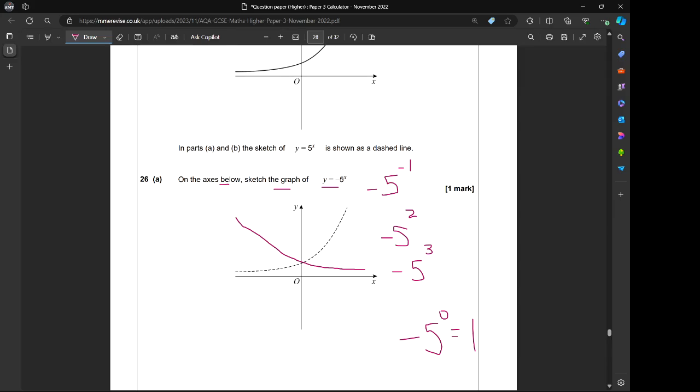Sorry, it is actually a reflection in the x-axis. So it should be like that. That is minus 5 to the x, so it is a reflection in the x-axis. Sorry about that, it was actually my fault.